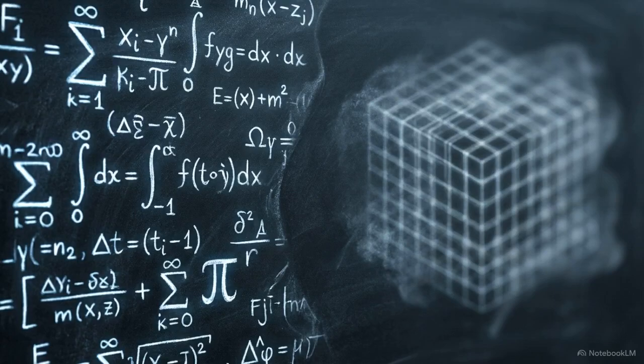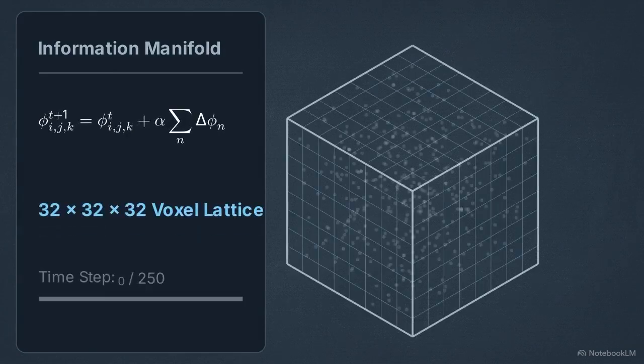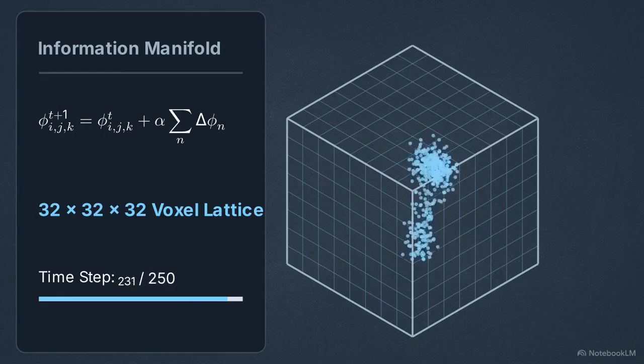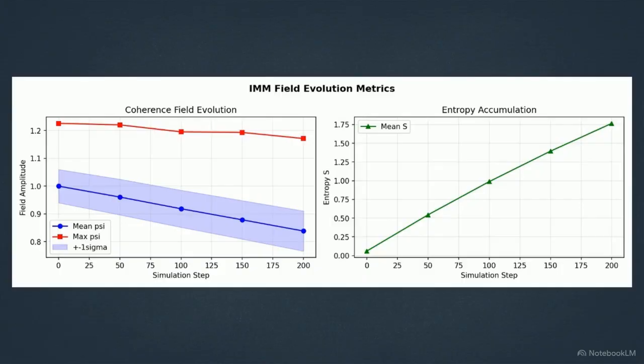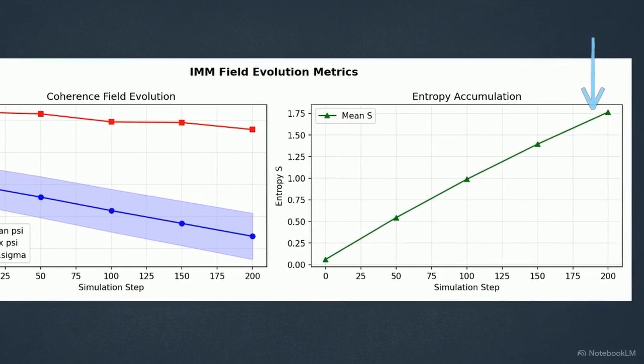To observe the macroscopic results of this competition, we translate the continuous equations into discrete parameters. A 32-cubed voxel lattice evolved over 250 specific time steps. This chart tracks field amplitude and entropy. The blue line measures mean coherence, decaying to 0.83 via Hubble friction. The red line tracks peak coherence. Curvature coupling locks density into spatial coordinates, stabilizing high-amplitude packets. On the right, entropy accumulates at a steady linear rate.